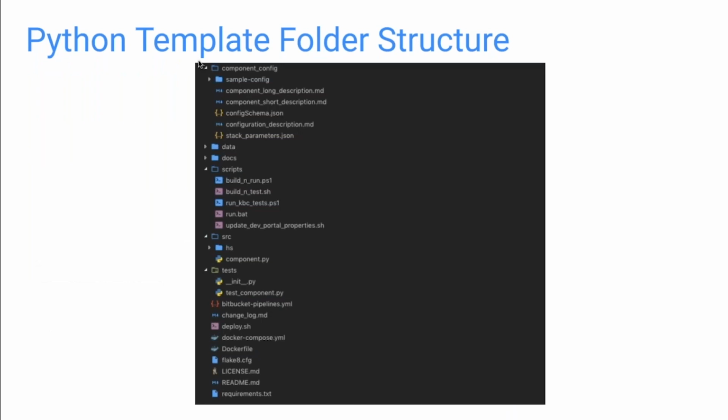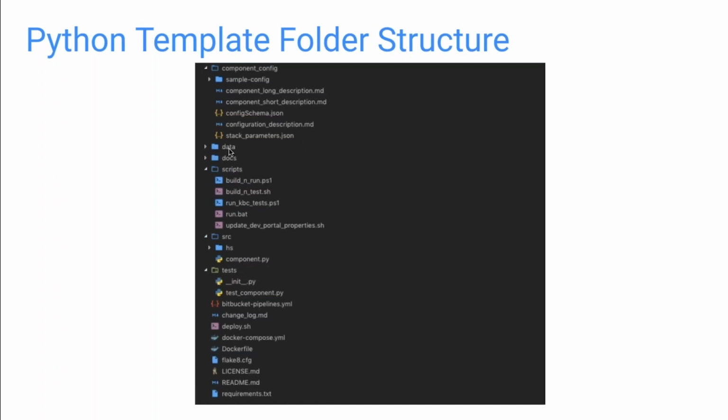So inside the template, this is how it looks. There's component config file, component long description, short description, config schema, configuration description. These four over here will be pushed directly into the developer portal, meaning that if you write the component descriptions and the configuration schema in here, it will automatically be updated in the developer portal. So you don't have to go in there and physically change the descriptions every single time you make some changes.